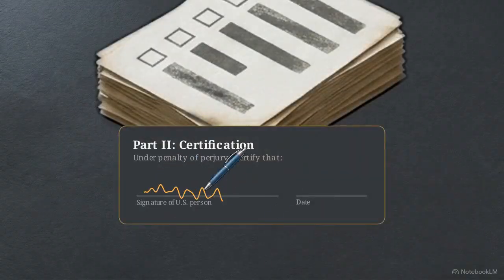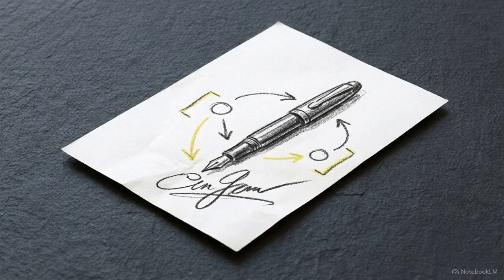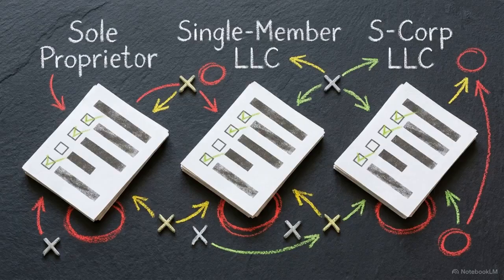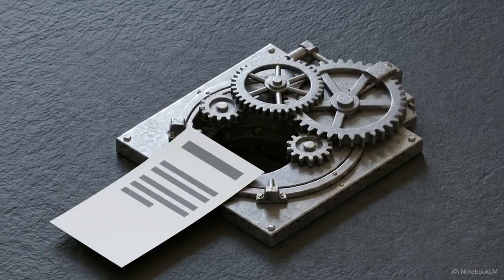In Part 2, sign and date the form. This signature acts as a binding legal oath under penalty of perjury that all the information provided is correct. Verify your completed form against these 3 common archetypes to ensure your specific name, classification, and ID number are perfectly aligned. Protect this completed document.